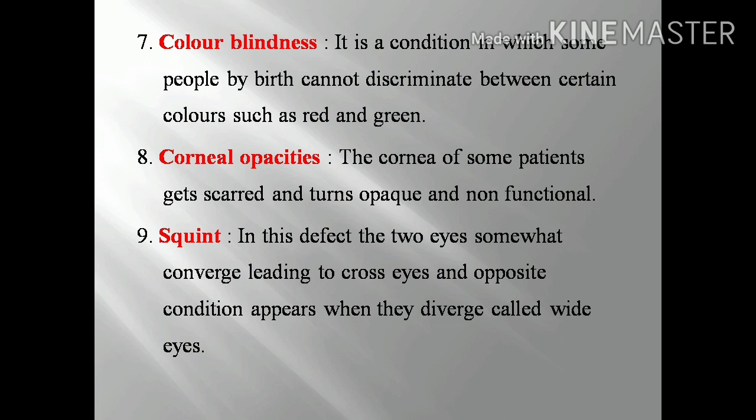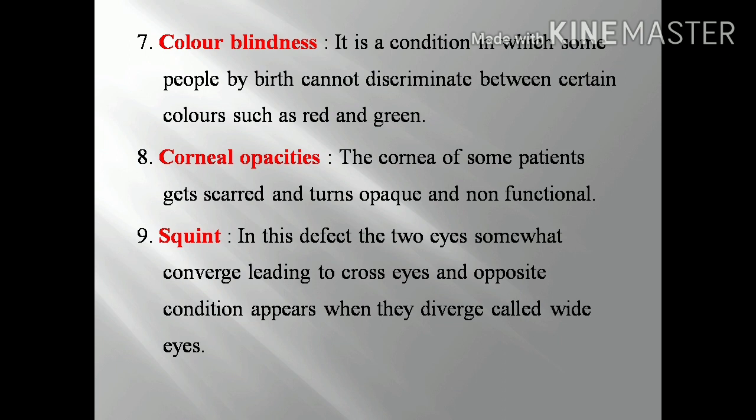Corneal opacities. The cornea of some patients gets scarred and turns opaque or white and non-functional. Such defects can cause anything from minor irritation to vision problems and even blindness. In such cases, the defective cornea can be replaced by a healthy cornea from a donated eye. So we can replace the cornea only. That is corneal opacities.